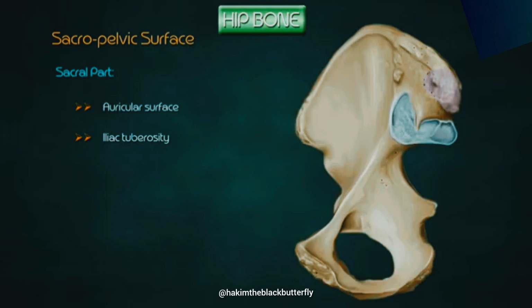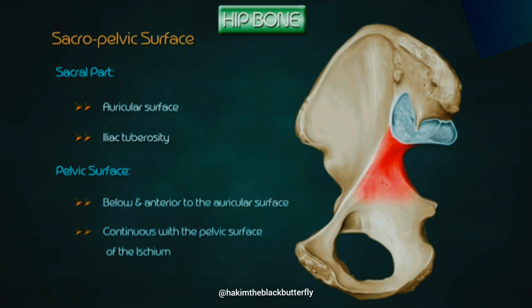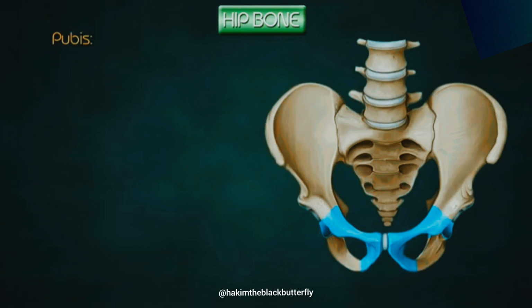Iliac tuberosity is a rough area below the iliac crest. Pelvic surface. It lies below and anterior to the auricular surface. It is smooth and is continuous with the pelvic surface of the ischium. Preauricular sulcus is a groove which is situated in front of the auricular surface and along the lateral margin of the greater sciatic notch.